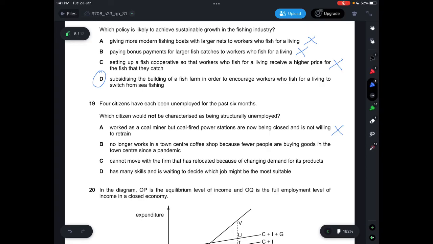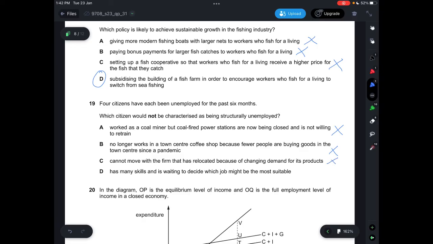B, no longer works in a town center coffee shop because fewer people are buying goods in the town center since the pandemic. This is also structurally unemployed because people are switching over to online purchasing of food using online providers. C, cannot move with the firm that has relocated because of changing demands for its product. This is also structurally unemployed.